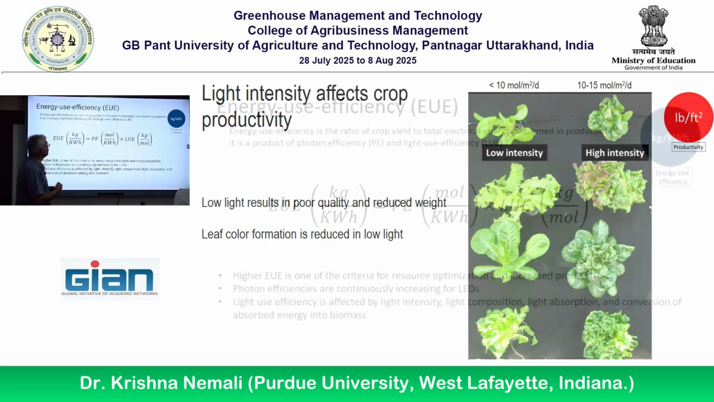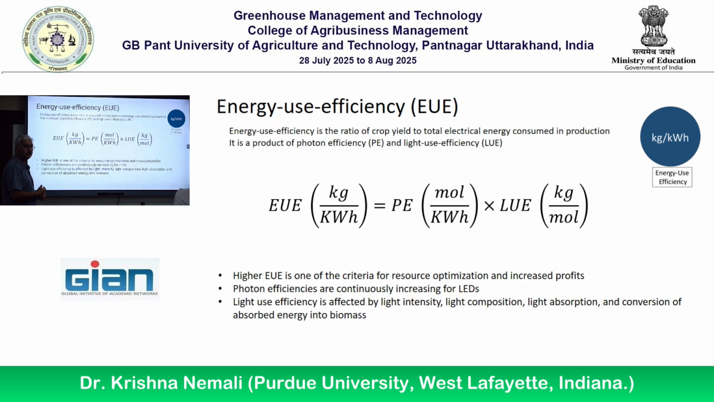In terms of energy use efficiency, a little bit of a formula is involved here. Energy use efficiency, EUE, I told you, is how much you can produce in kilograms for every unit of electricity. That's energy use efficiency. You produce more for every unit of electricity, your efficiency is high. That same thing is divided into 2 subunits. This is called photon efficiency, and you heard about this term, right? Let's get back to that. And this is called light use efficiency. But let's talk about photon efficiency.